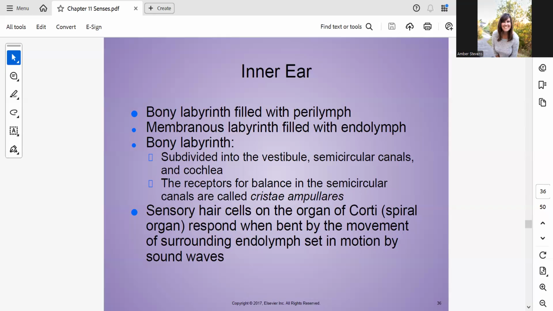And then we can talk about the organ of Corti. This is located within the cochlea, and it contains sensory hair cells that are essential for hearing. These hair cells respond when bent by the movement of the endolymph liquid. The bending of those hair cells generates an electrical signal that's transmitted to the brain via the auditory nerve, which allows us to perceive sound.